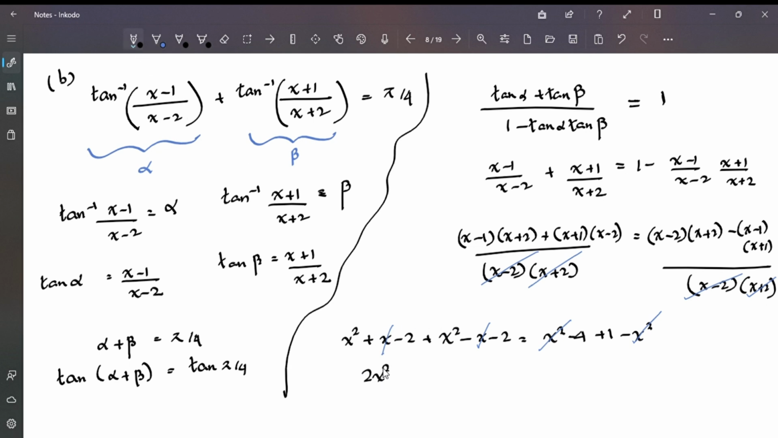Now simplify. Some x and minus x cancel off. What is remaining? x squared and x squared is 2x squared. Okay, 2x squared minus 2 is minus 4, that is equal to minus 4 plus 1. Minus 4 also cancels off. x squared equals 1 over 2, which means x should be equal to plus or minus 1 over root 2. This is the final answer.